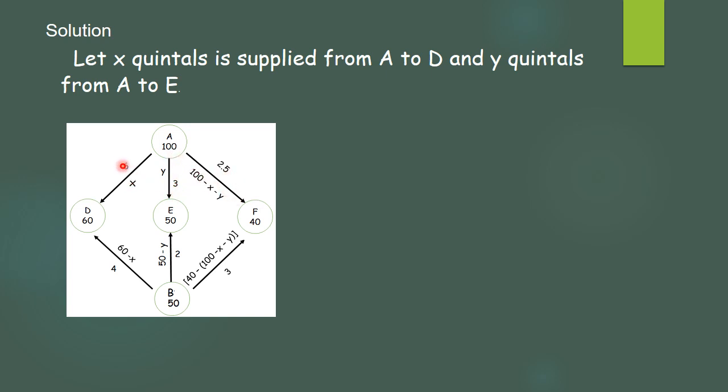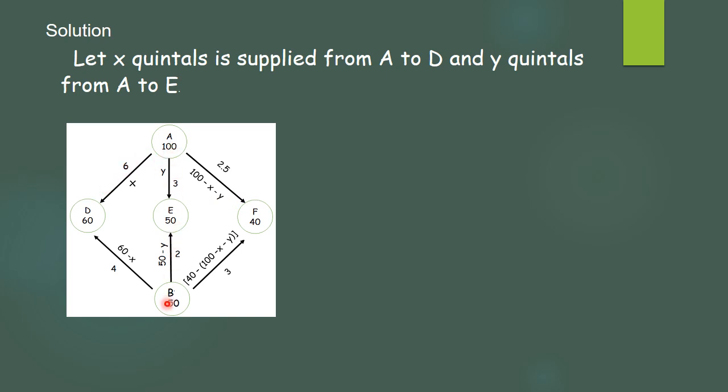So these are the costs we have written on one side of these arrows. That is the cost of transportation per quintal. And here we assume that X quintal is supplied. Now what happened? The godown A was having 100. Out of this 100, he has supplied X to D, Y quintal to E, and naturally the remaining will be supplied to F. What will be the remaining amount? That will be 100 minus X minus Y. So here we get 100 minus X minus Y quintal is supplied from A to F. This was the quantity supplied by A.